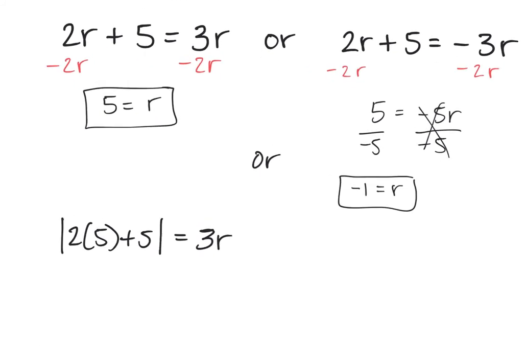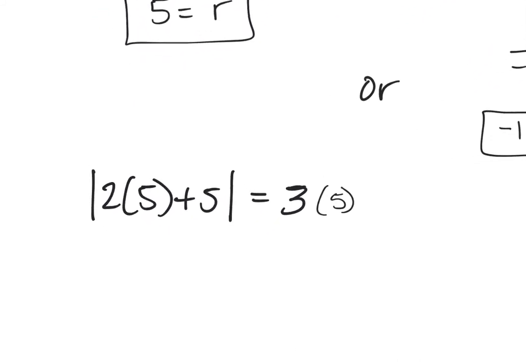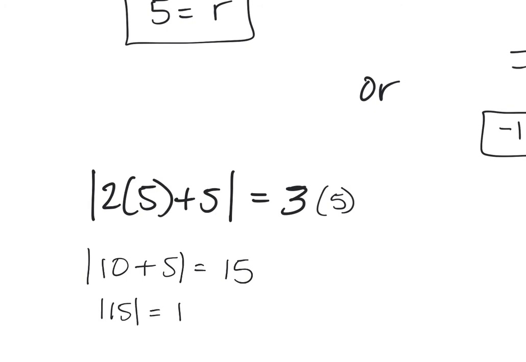Okay. Take r, wherever I see an r, which I didn't do for the second one, I want to plug in a 5. Okay, so from this point, we've got 2 times 5, which is 10, plus 5 should equal 5 times 3 is 15. The absolute value of 15 is indeed 15, and this one checks out.